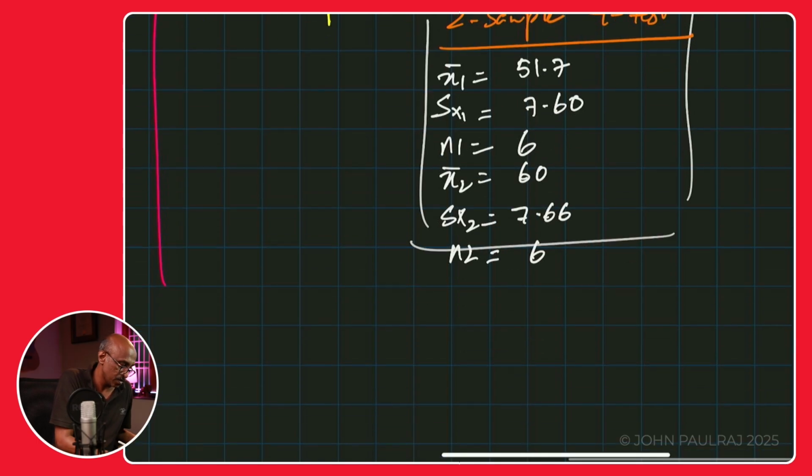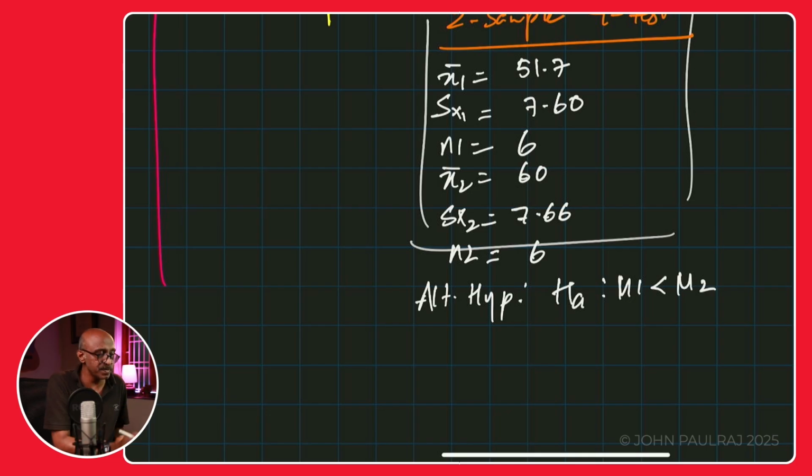Okay, alternative hypothesis. You can write that down as HA as you're seeing it. Okay, just write it as you're seeing it, mu1 less than mu2. So the examiner will know that you're using, let's say this is a TI-Nspire, so obviously the syntax refers to that.